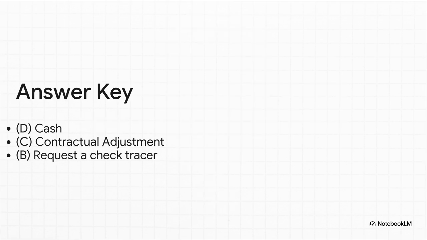For question 1, the answer is D, cash. As fun as it sounds, insurance companies do not mail briefcases full of cash to providers. For question 2, CO45 is C, that mandatory contractual adjustment we talked about. And for question 3, because the check is over 30 days old, the answer is B, you must immediately request a check tracer. Huge congratulations to those of you who got a perfect score.